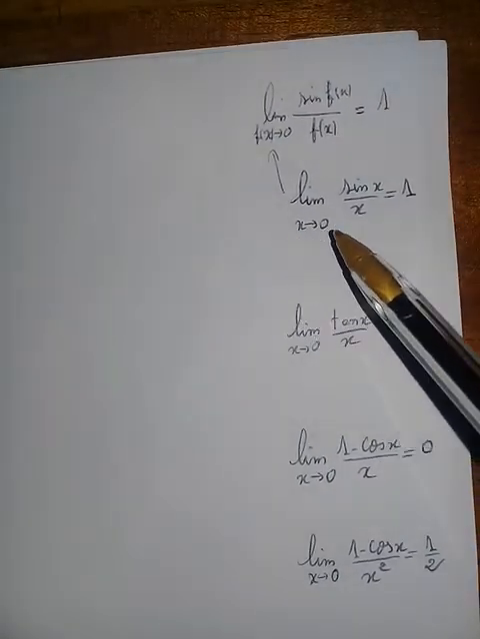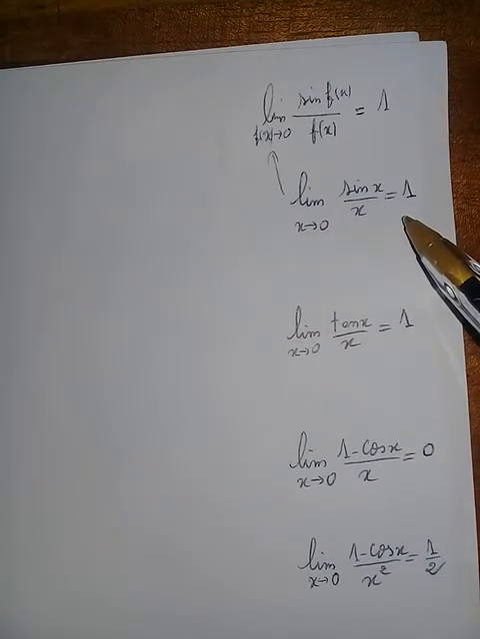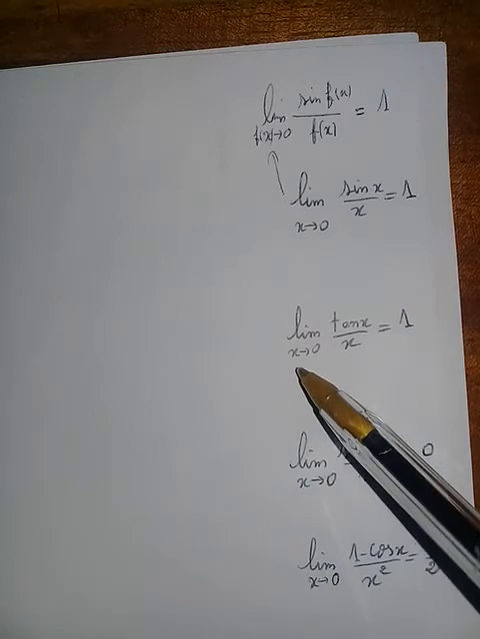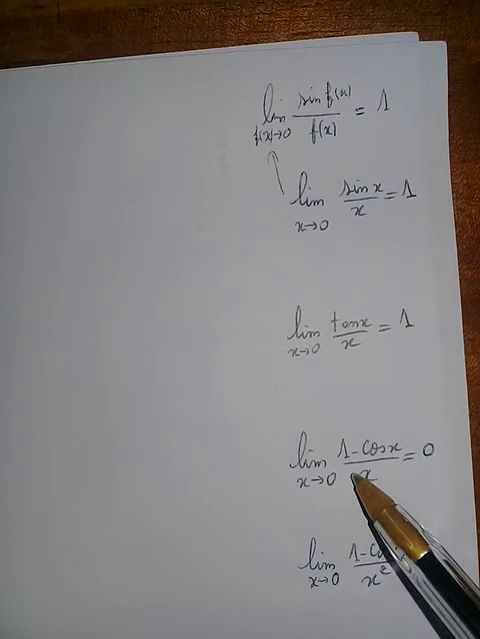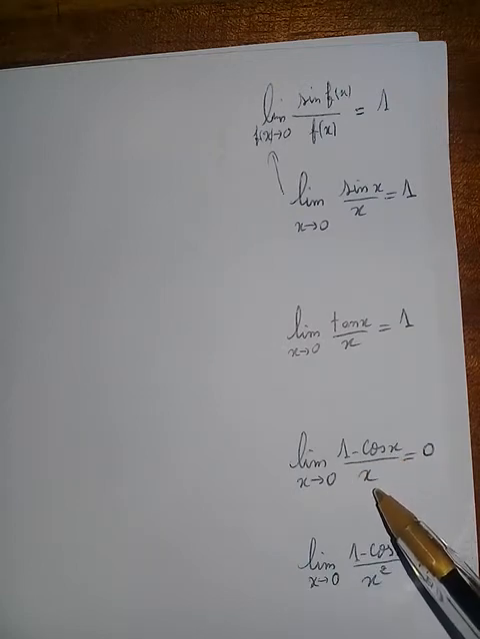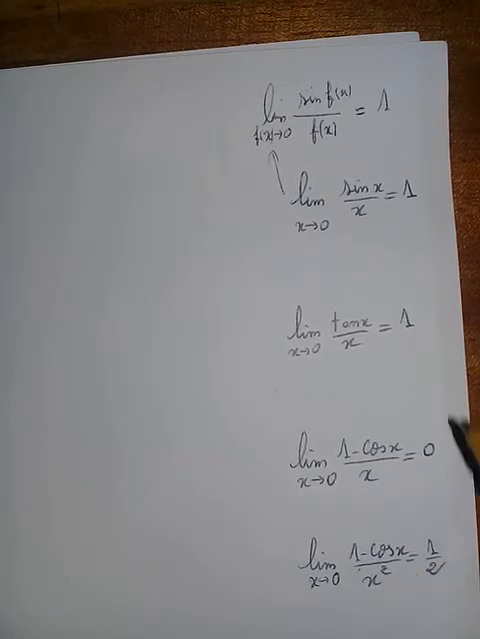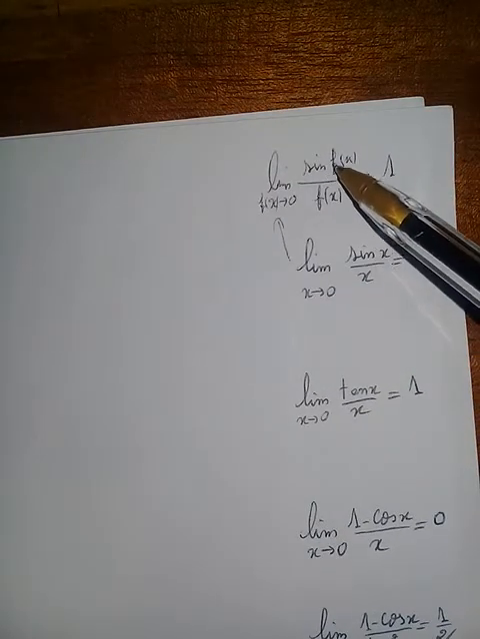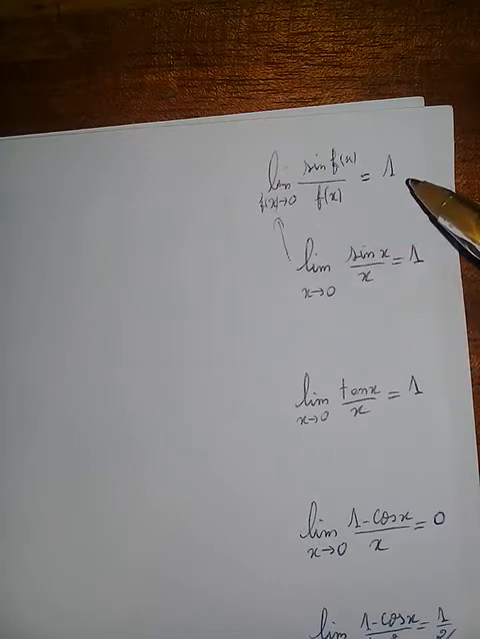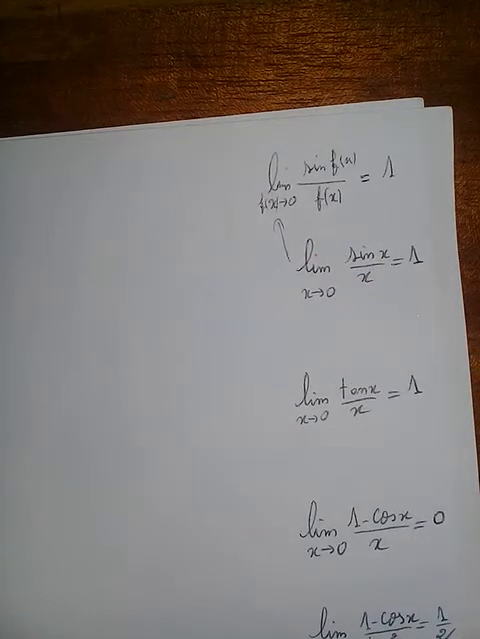The limit when x approaches 0 of sine x over x is 1. The limit when x approaches 0 of tan x over x is 1. The limit of 1 minus cosine x over x is 0, and the limit of 1 minus cosine x over x squared is 1/2. We can deduce from this one that the limit of sine f of x over f of x is also 1 if f of x is approaching 0.